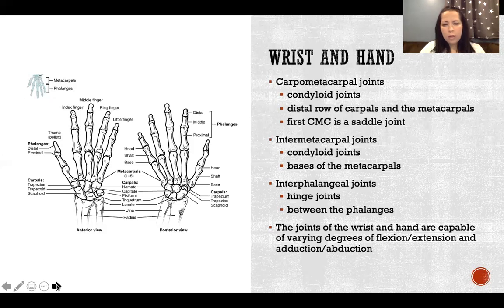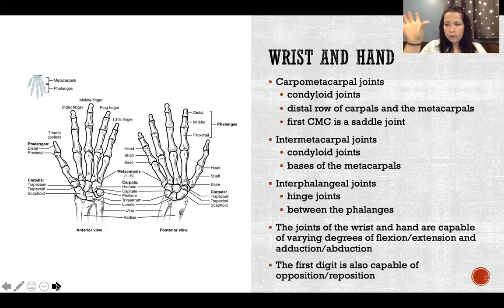So almost all of the joints in the wrist and hand are condyloids that have flexion extension as their primary action and add and abduction as their secondary, except for the interphalangeal joints, which are hinges. And then the first CMC way down here is a saddle joint.